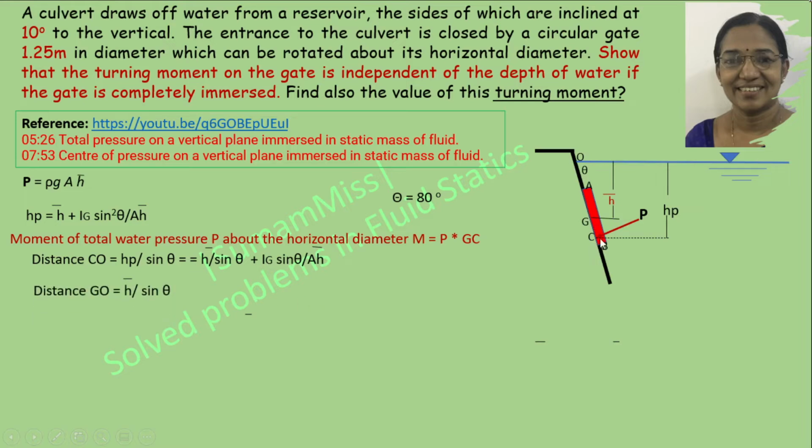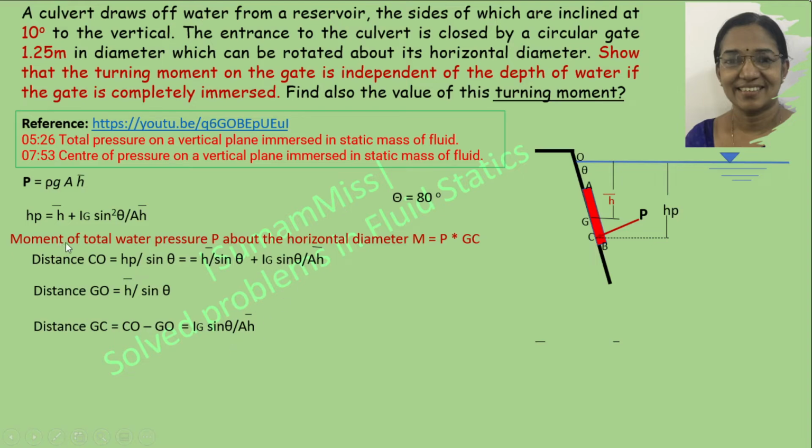So our idea is to calculate GC, which is equal to CO minus GO. So this is CO and this is GO. This term is common, so that will get cancelled. So the distance GC is equal to Ig sin theta by h bar.